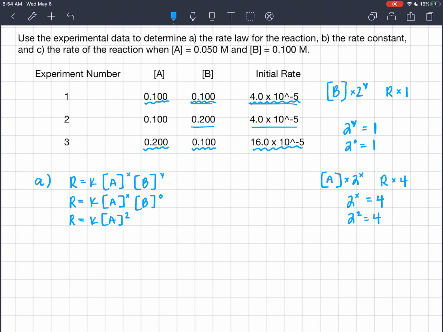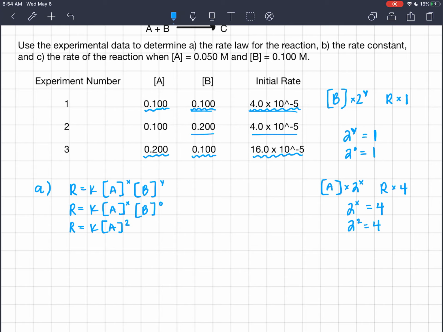So I've been talking about order as I've been doing this, hopefully to help you also recognize that that might be a question you get asked too. What is the order of this reaction? What is the order in terms of A? What is the order in terms of B? So I'm going to add that over here.